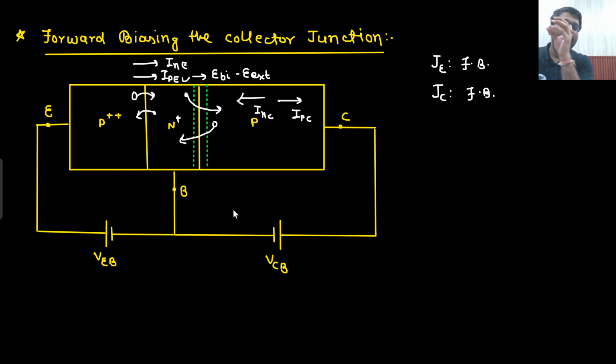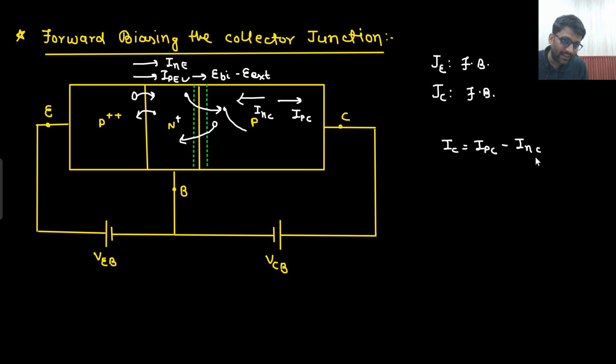Electrons from the N plus side will be injected into the collector, because the depletion width has become narrower and you are applying the forward bias. If you apply a forward bias, electrons from the base will be injected to the collector and start diffusing in this manner. Since they are diffusing, one current would flow in the opposite direction of diffusion. So previously your IC was IPC only, but now it has become IPC minus INC.